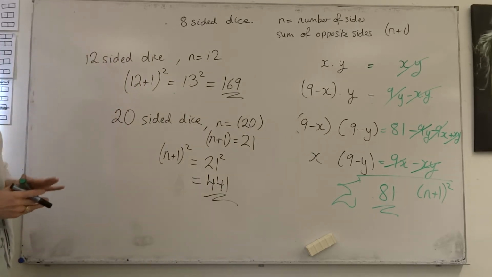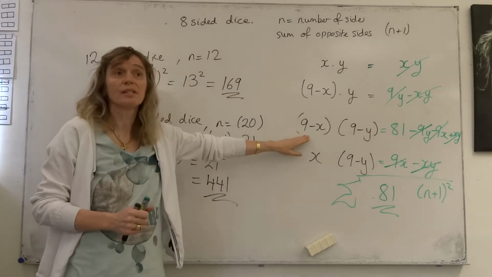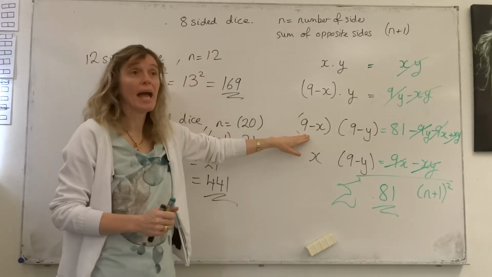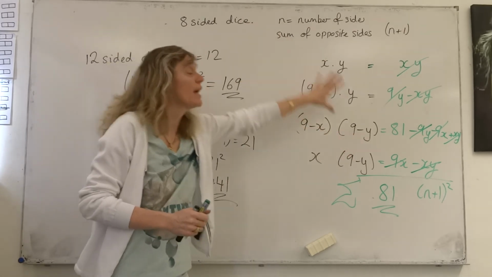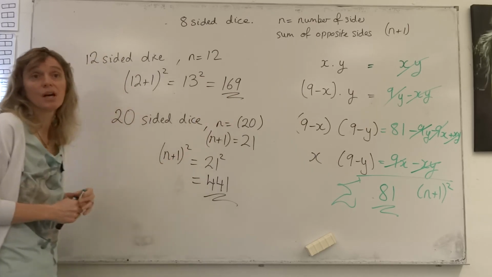So here we've used and demonstrated with our algebra skills why it doesn't matter what this number is going to be. It's always going to end up with n plus 1 squared as the only number left. And all the other terms are going to be cancelling, as long as we manipulate the dice in that way.